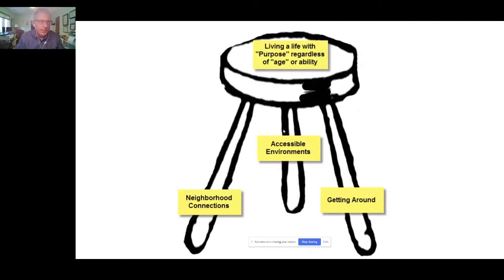And you notice on the top of the stool, it has nothing to do with senior living or aging or services or what have you. What it says is we need to live a purposeful life no matter what our age or ability. And that's what I want us to all focus on when we're thinking about our marketing strategies and campaigns. Now, the 3 legs of the stool: getting around, accessible environments, neighborhood connections. Everybody who's poolside today has a solution to help people maintain a purposeful life and make sure that all three legs of those stools are as strong as they possibly can be. And now we're going to talk about how we let the world know about that.